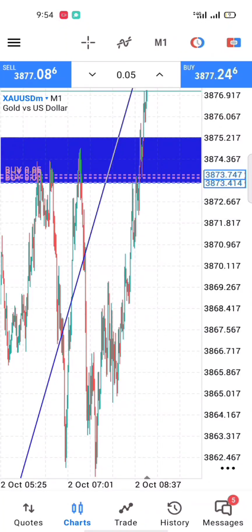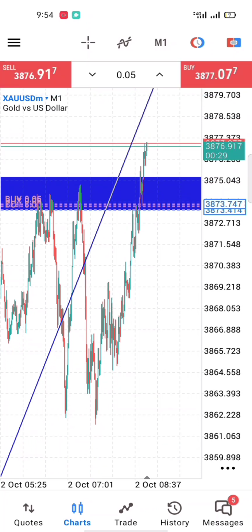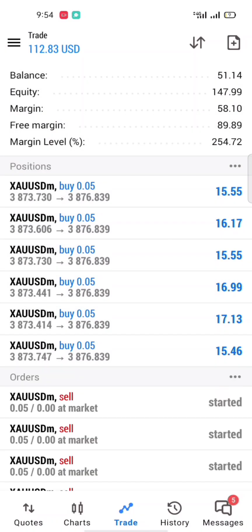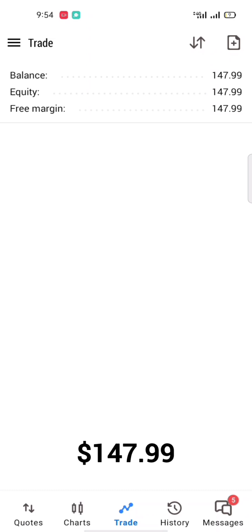So guys, the trade is currently buying massively and giving us huge profit at this point. I'm closing out trades in profit at this point. Now currently, we are up $147.99.